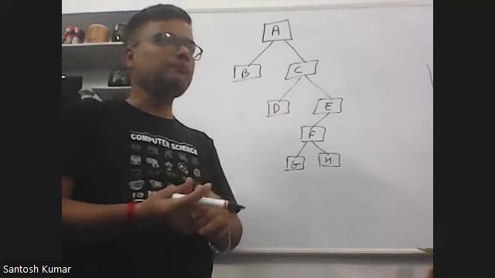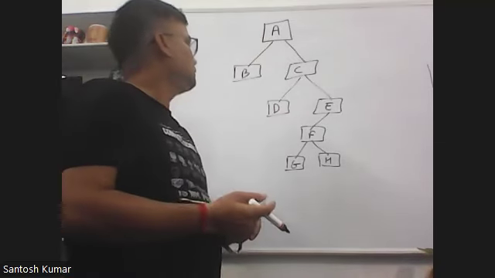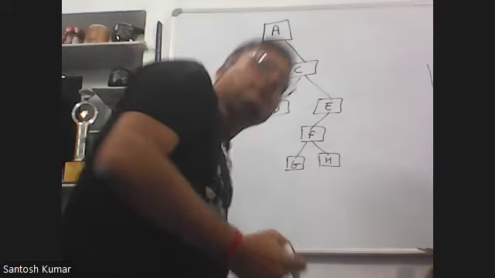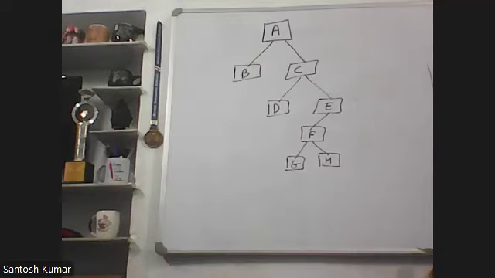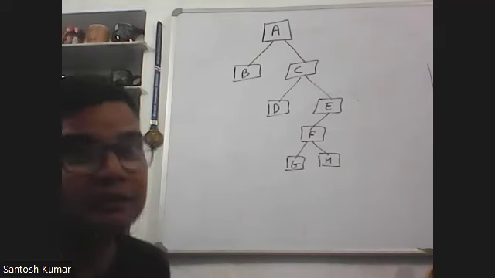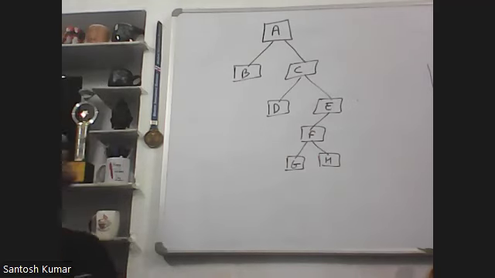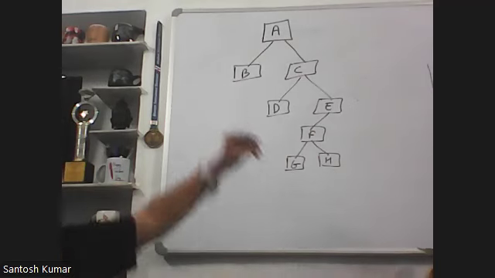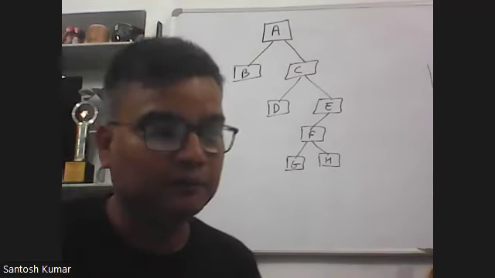Okay, then F, nothing. F is the parent of G and H and the child of E. A is the root. Great grandfather.